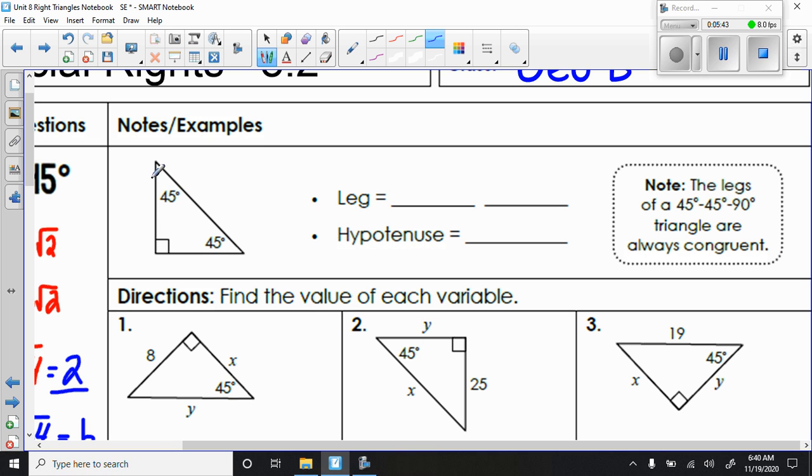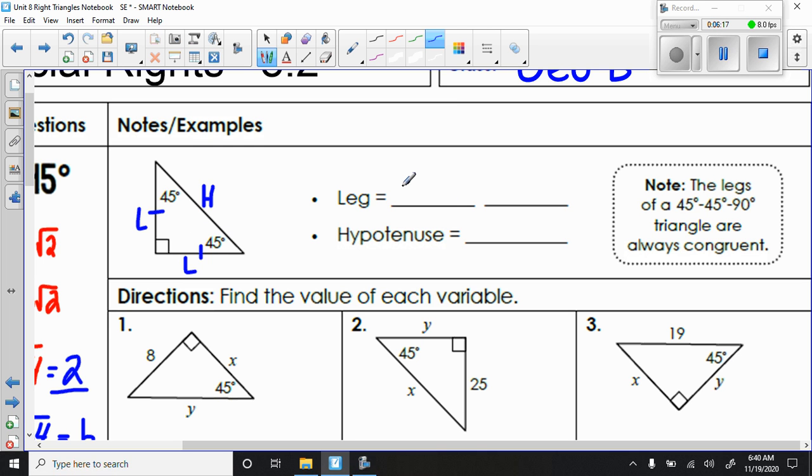So let's take a look at the first special right triangle, the 45, 45, 90. The right angle is always made up of two legs. Two sides of the right triangle are called legs, and the hypo is the longest side across from the right angle. This is an isosceles triangle because two angles are equal. Therefore, the legs must be equal. If it has two angles equal, it has two legs equal.